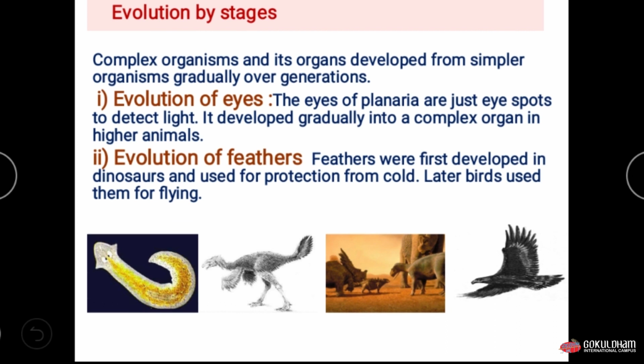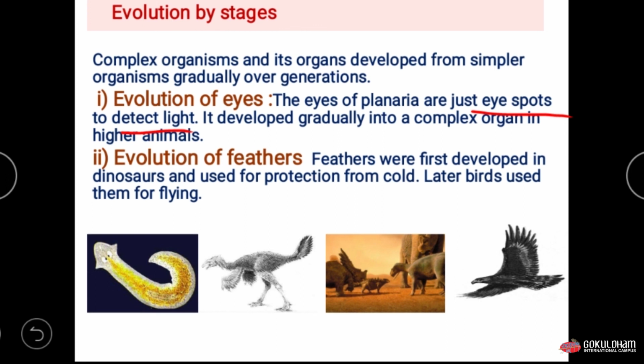So first one is the evolution of eyes. An example of simple to complex organisms is the evolution of eyes in organisms. The eyes of planaria are just an eye spot to detect the light, which means the eye present in planaria is just an eye spot which detects the light, and it gradually develops into the complex organ in higher animals.